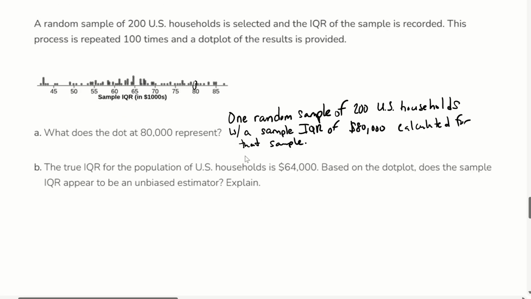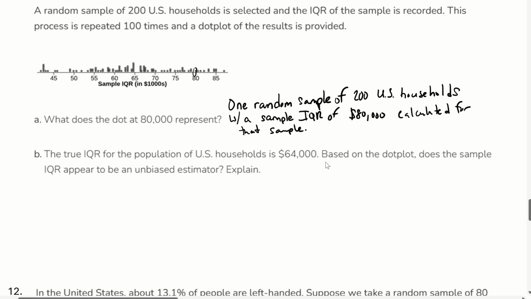Okay, so part B, the true IQR for the population of U.S. households is $64,000. Based on the dot plot, does the sample IQR appear to be an unbiased estimator, and explain? Okay, so remember that for something to be an unbiased estimator, the mean of that estimator has to be equal to the true value of the population.